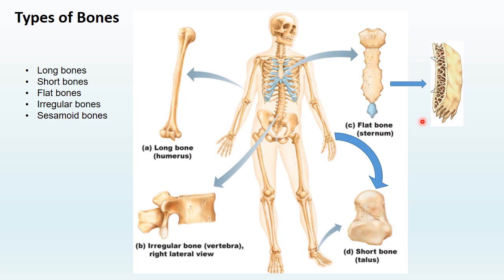The fourth type is called irregular bones, and they have various shapes and sizes. We cannot classify them as long, short, or flat. Like what? Like the vertebral column, vertebrae, bones of the face, and so on. The last type is the sesamoid bones, and we will discuss this type later on.